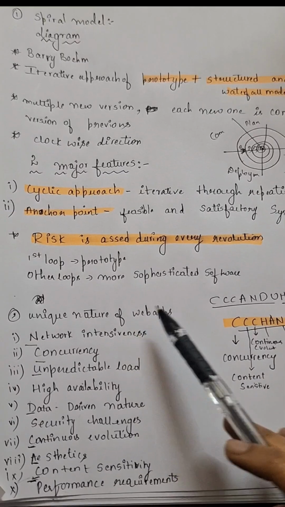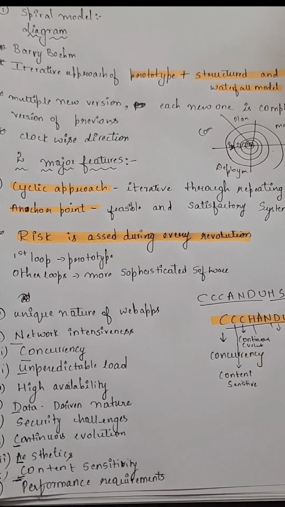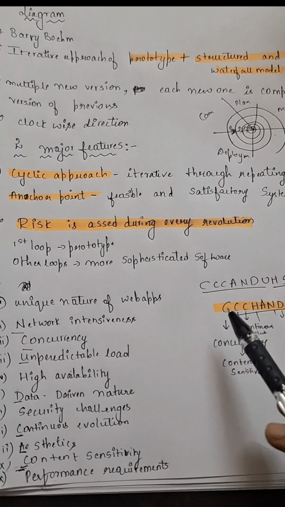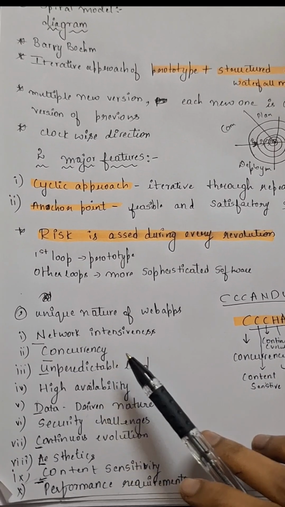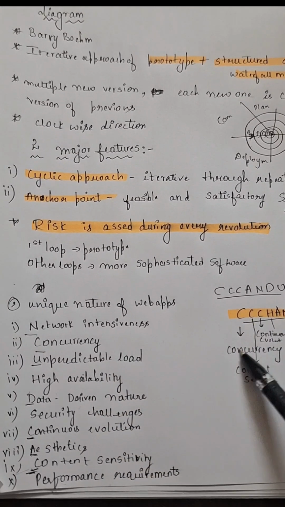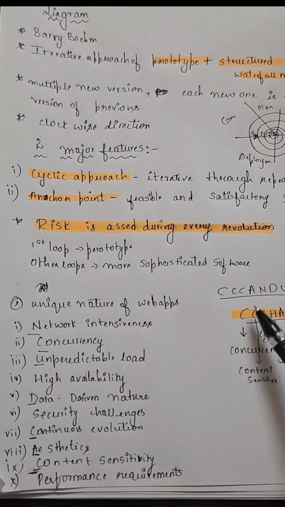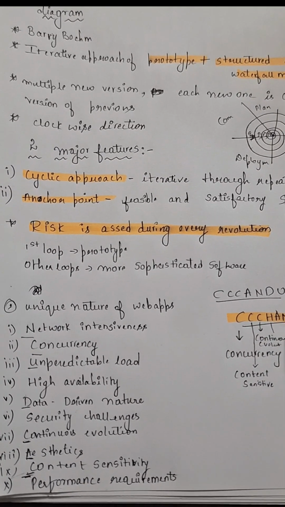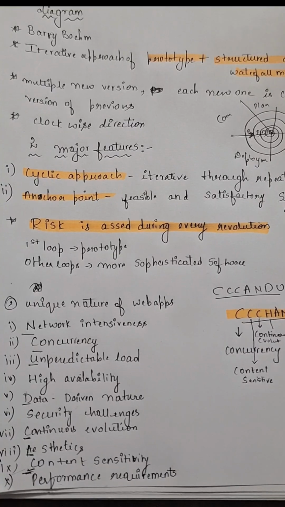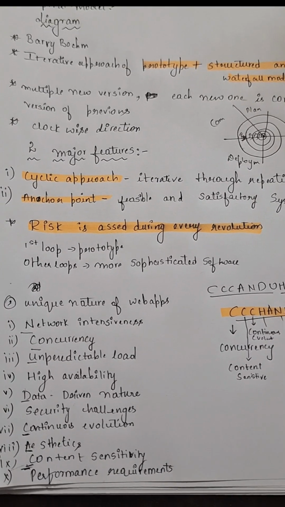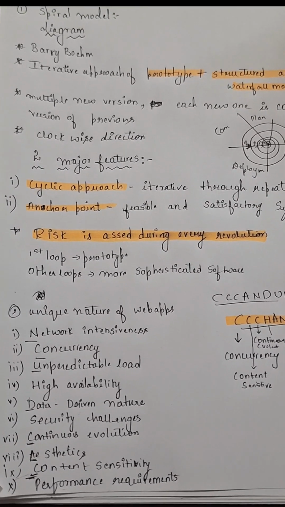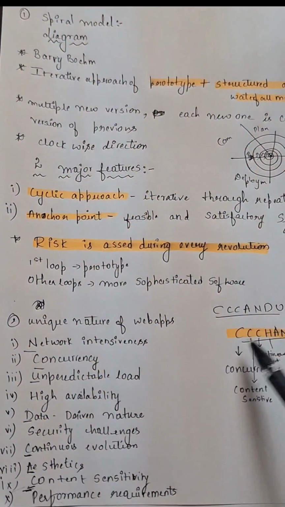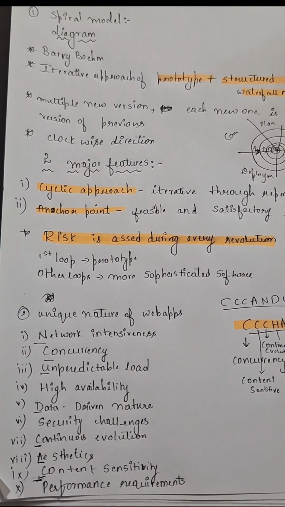Next we have the unique nature of web apps. For this we have a short form, that is CHANDUSP, or you can keep it in mind as Chandu SP. First is C, which means concurrency. This C means content sensitivity, continuous evaluation, and this is I, availability. N is nothing but network intensiveness. D is data driven nature. U is unpredictable load, and S is security challenges. P is performance requirement. So Chandu SP, these are the unique nature of web apps.